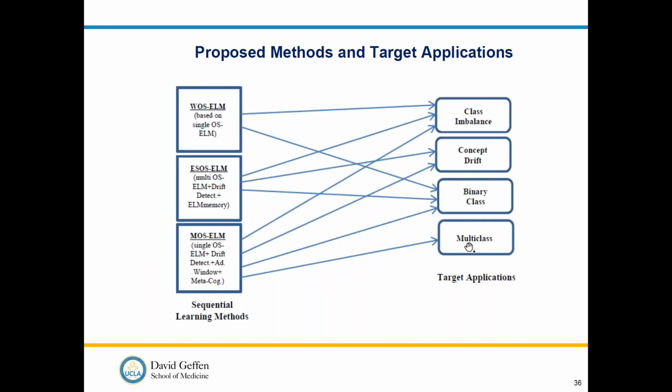So these are the proposed methods and their target application. As you can see, WSOS-ELM and ESOS-ELM target only one or more of the applications, but MOS-ELM can target all the applications. It can target class imbalance, concept drift, binary class, or multi-class.